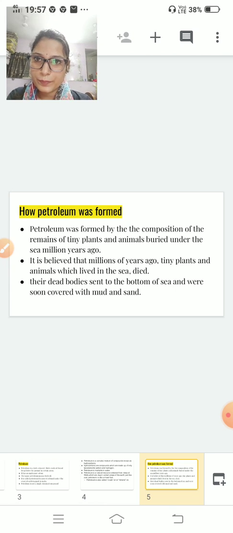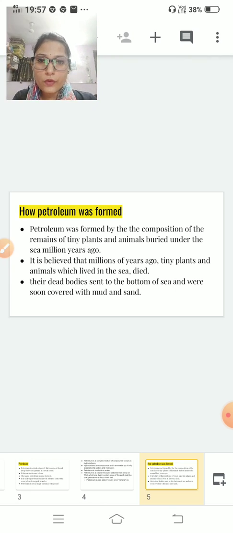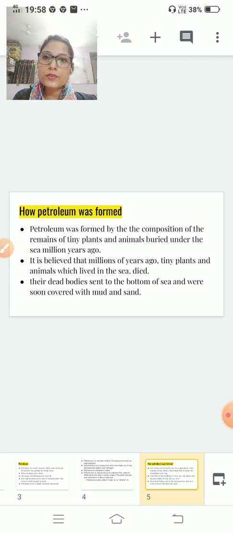Clear? I am reading once more. Petroleum was formed by the decomposition of the remains of tiny plants and animals buried under the sea millions of years ago. It is believed that millions of years ago, tiny plants and animals which lived in the sea died. Their dead bodies sank to the bottom of the sea and were soon covered with mud and sand.